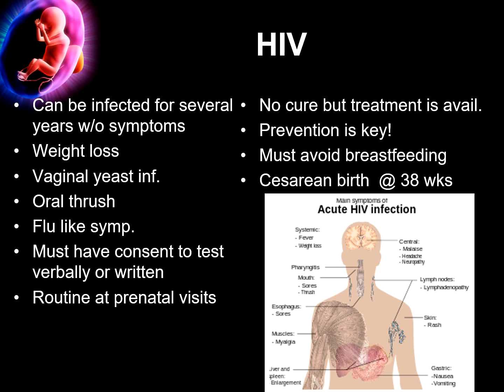Prevention is key, and as nurses, we must talk about how to prevent oneself from contracting HIV. One way is just to limit sexual partners and not engage in risk-taking sexual behavior. Persons with HIV must avoid breastfeeding, and they must have a cesarean birth at 38 weeks.